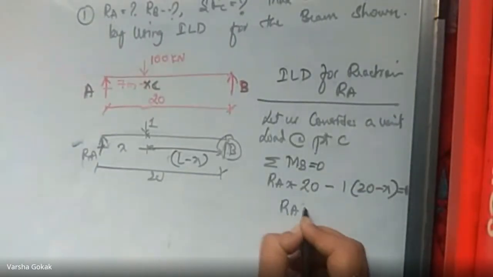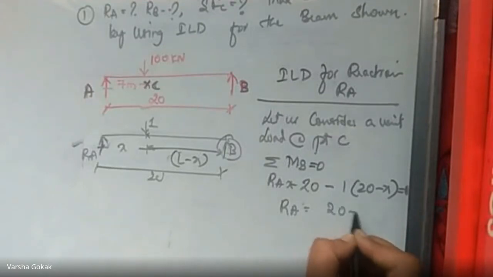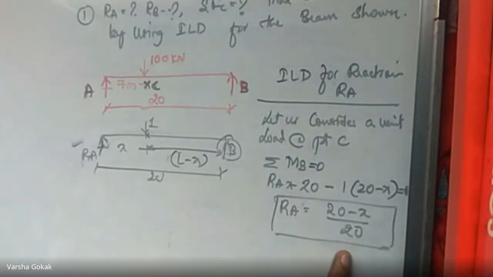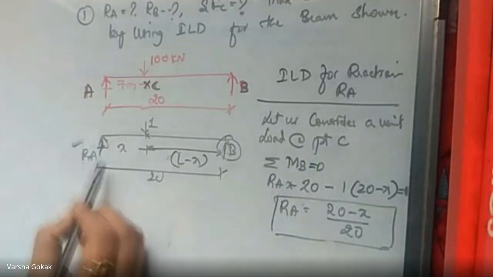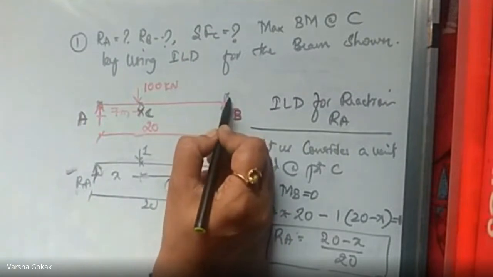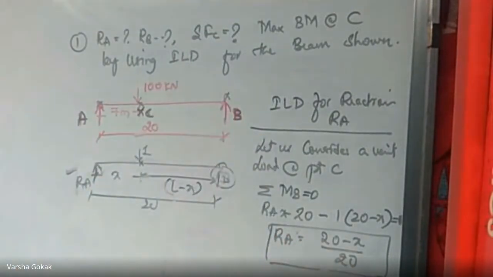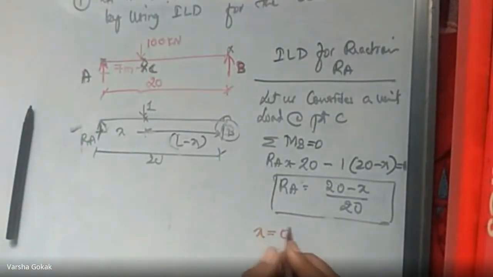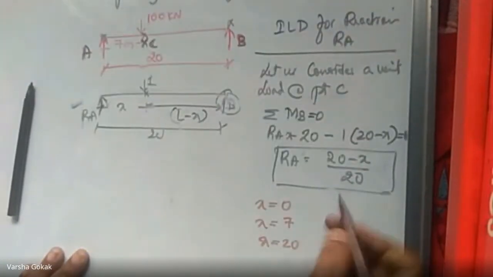From here, what is the RA value? It is going to be 20 minus X divided by 20. Correct? The reaction A is going to be 20 minus X divided by 20. Now this, I can get the value of RA for 3 points. What 3 points? One at X equal to 0, next at X equal to 7, and third when X is equal to 20. So let us find it like that, right? With this now, I will write at X equal to 0, at X equal to 7, and X equal to 20, we have to find the value of RA.